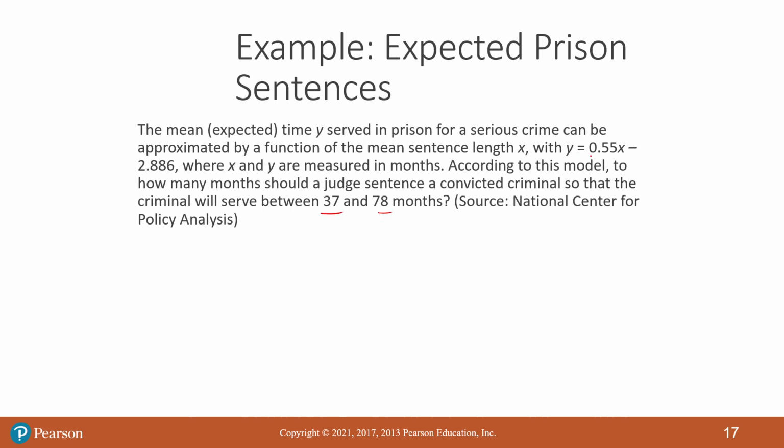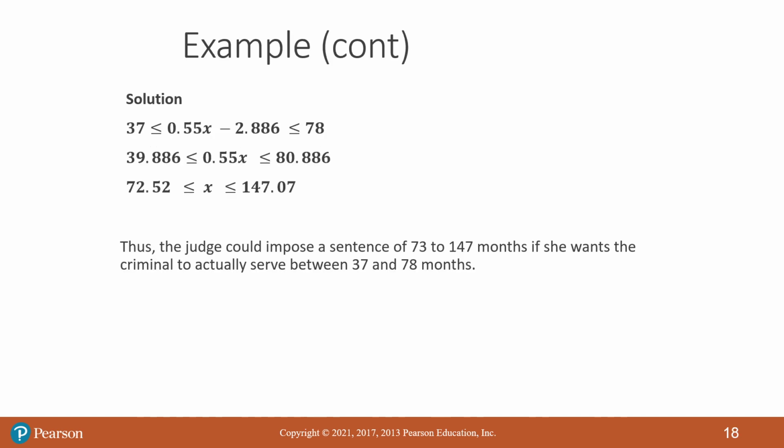Alright, we want this criminal to serve between 37 and 78 months. Now, this formula here is basically going to be the middle part of our inequality. So, in this first step, we're saying 37 is less than or equal to 0.55x minus 2.886, which is less than or equal to 78. So we took our equation and bound it by these months. Now we're simply solving for x here, keeping in mind that what we do to one piece, we have to do to all three.